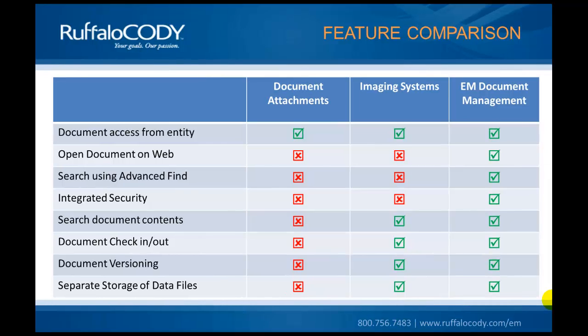So just as a review of the three different options that we talked about, the first column is for doing document attachments directly in Enrollment Manager. Second option is if you're using an imaging system, and the third option is if you're using this new document management function. All three of them offer one important thing, and that's being able to access documents right from within an entity. So if you're opening up an opportunity, you see the data, the files that you might need associated with that student, and really all three of them offer that in one form or another.